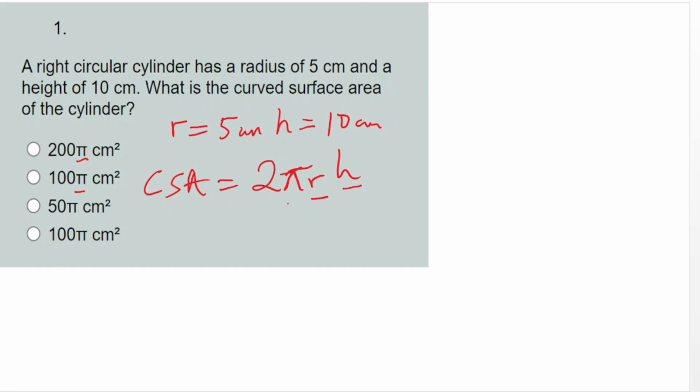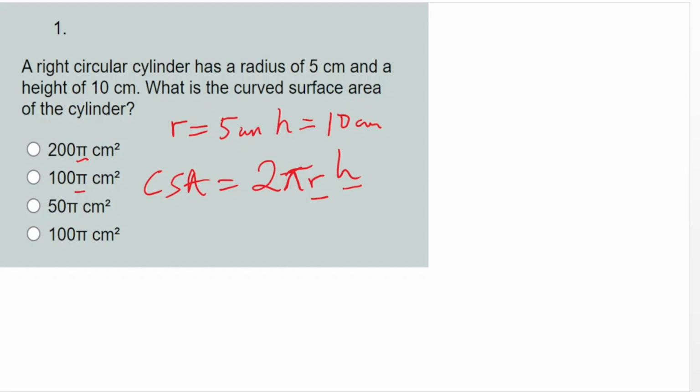That means you are not going to substitute the value of pi into the formula. I hope I'm making sense. You are not going to substitute the value of pi into the formula. If you do, you will not get your answer. So you are only substituting the value of the radius and the value of what? Of the height.